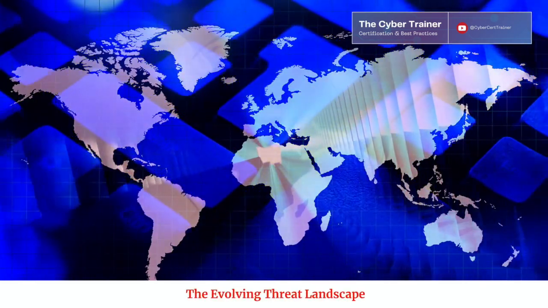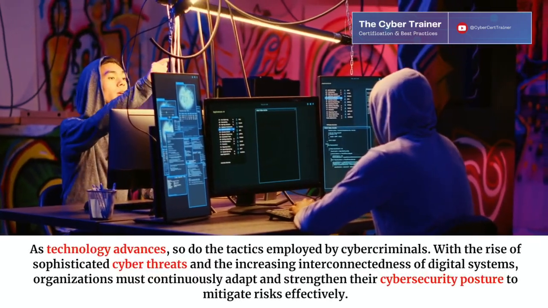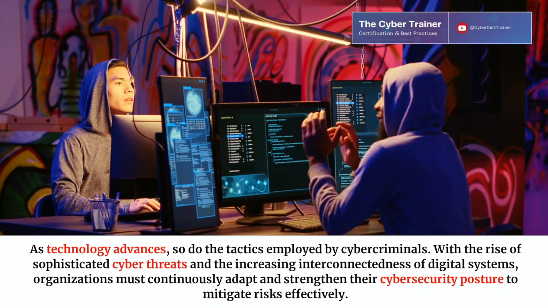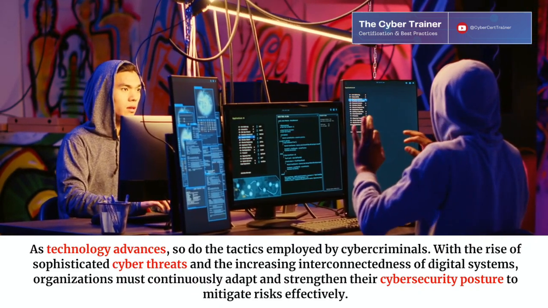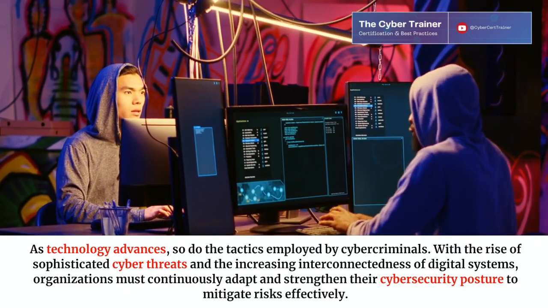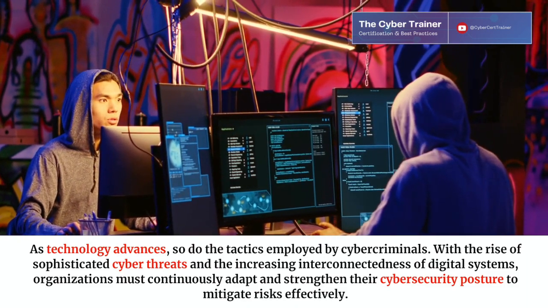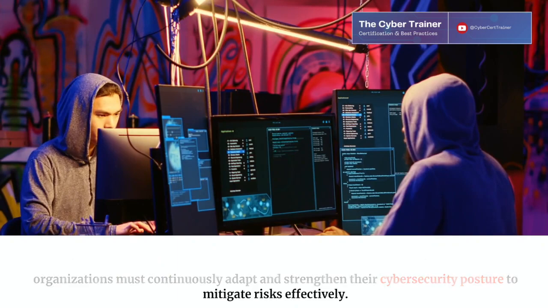The evolving threat landscape. As technology advances, so do the tactics employed by cybercriminals. With the rise of sophisticated cyber threats and the increasing interconnectedness of digital systems, organizations must continuously adapt and strengthen their cybersecurity posture to mitigate risks effectively.